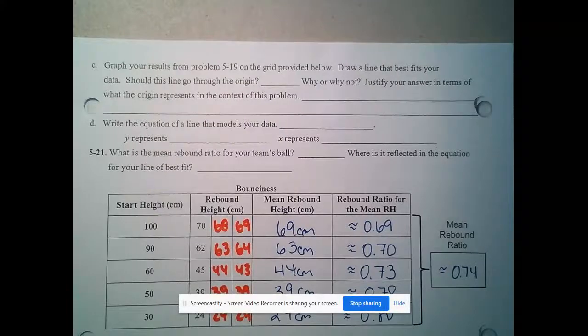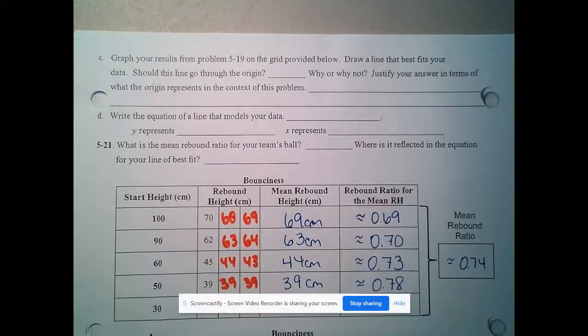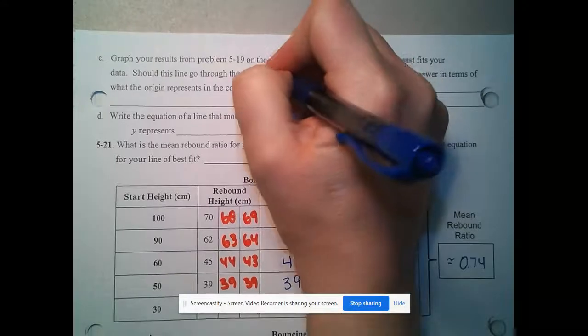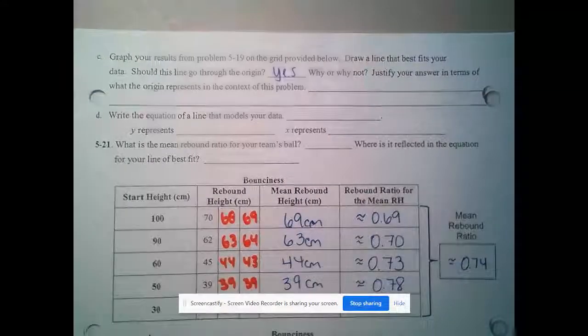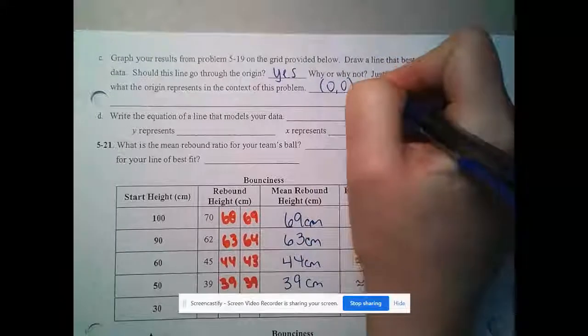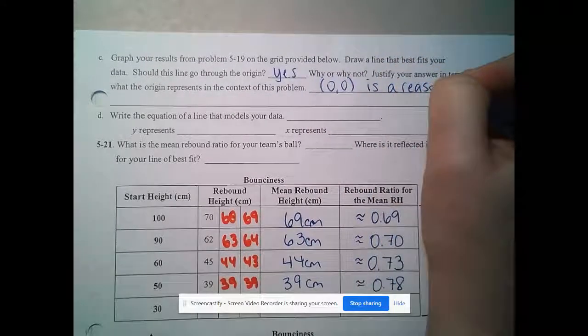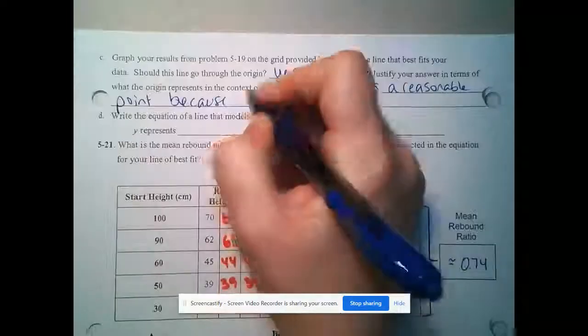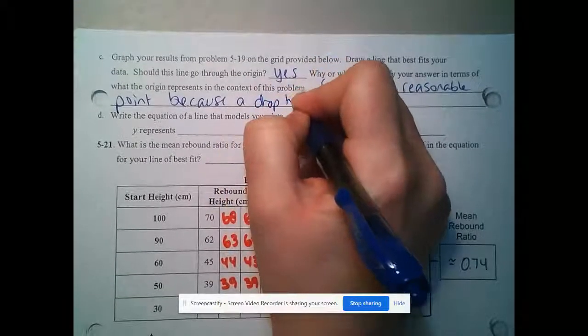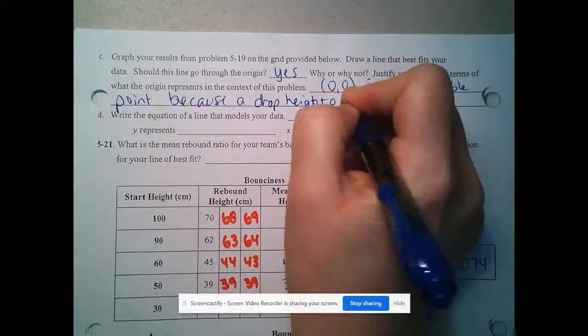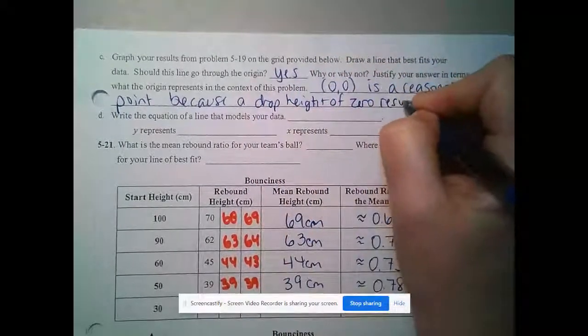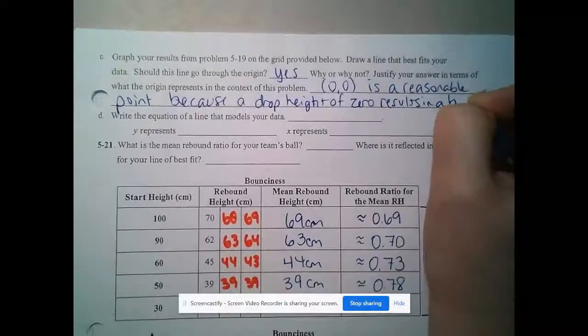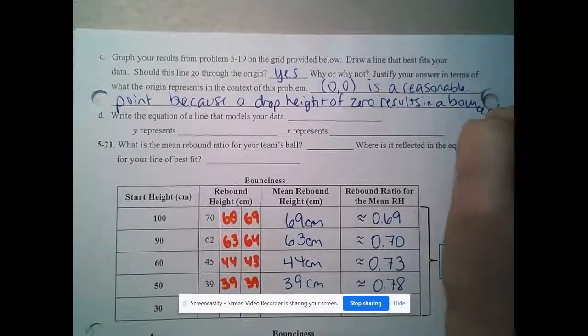Should this line go through the origin? Okay, so that's a good question. Should it go through the origin? 0, 0. If I have a start height of 0, what's the rebound height going to be? Well, 0. So we would say, yes, it should go through the origin because it should go through 0, 0. So 0, 0 is a reasonable point because a drop height of 0 results in a bounce of 0. All right.